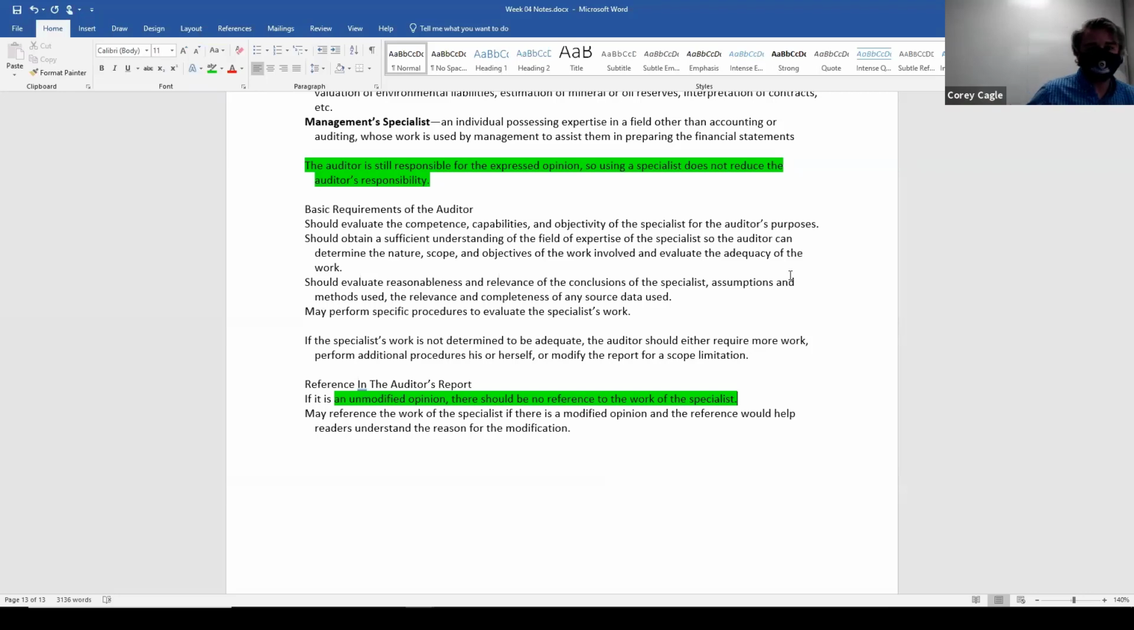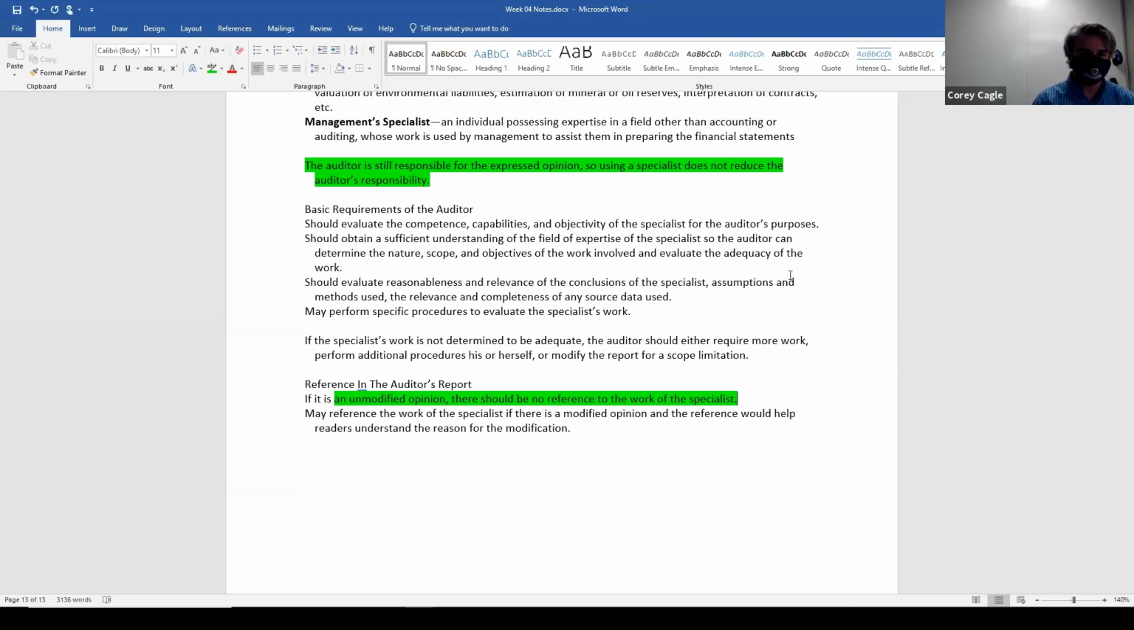A modified opinion might be, we are satisfied that everything's presented in accordance with GAAP, except for this, which has this little issue. We may say, we were unable to observe beginning inventory, so we're going to issue a qualified opinion regarding the income statement because we feel like everything's presented fairly except for this, right? And then there's tons of discussion on modified opinions later on, but it's essentially unmodified, clean, everything's cool.